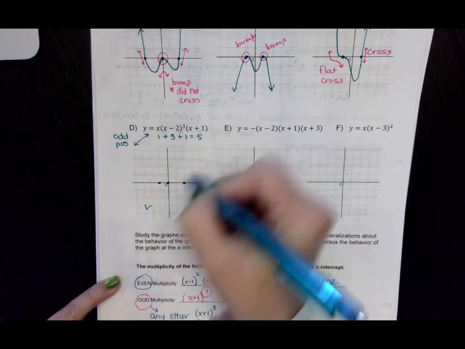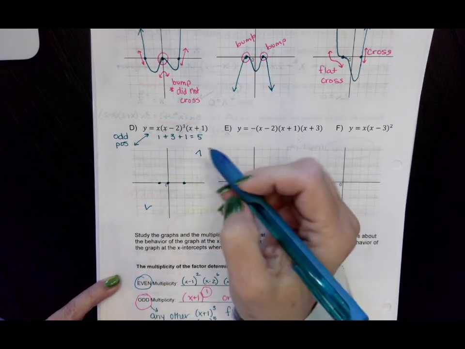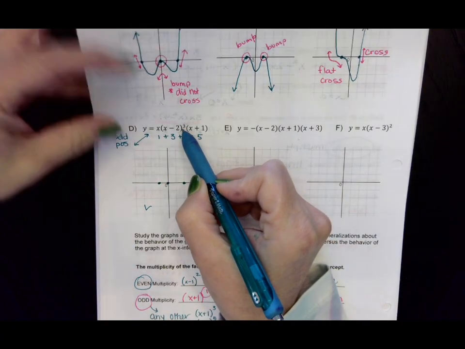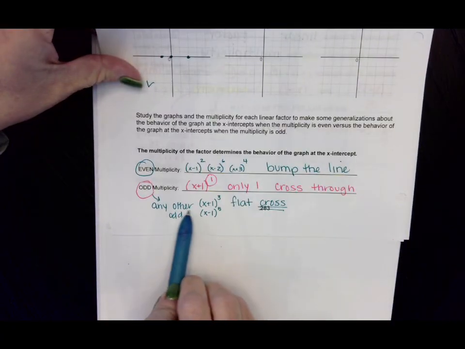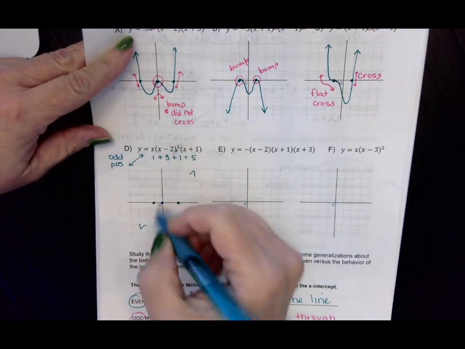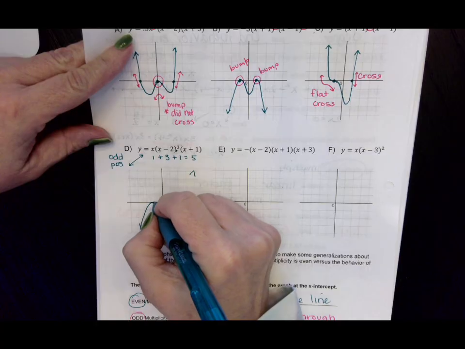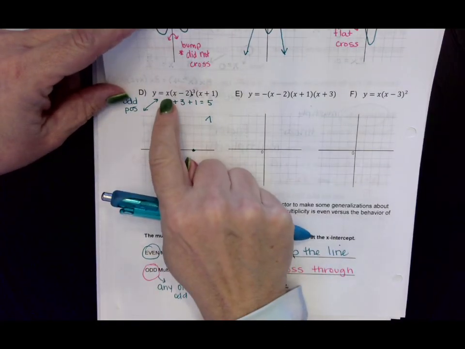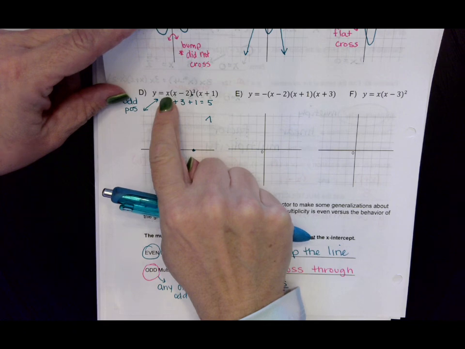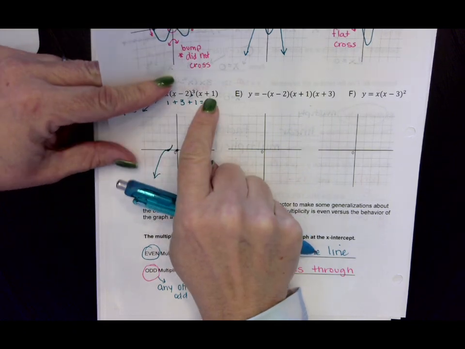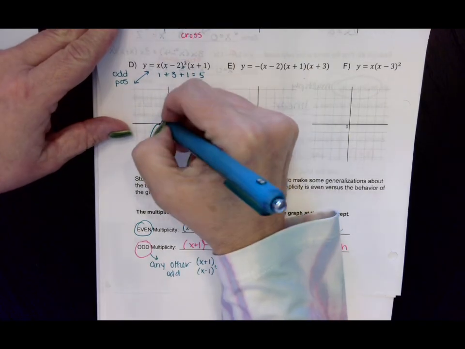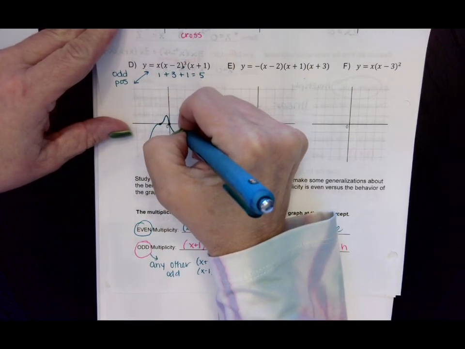So I'm going to start here. I'm going to end here. So at -2, this is odd. If we go back out down here, if I have an odd, I do a flat cross. So when I get to -2, I'm going to go here and I'm going to do this kind of flat cross thing. Okay? Now, my other ones, this is a multiplicity of 1, and this is a multiplicity of 1. So if I look at this, when it's a multiplicity of 1, I'm just going to cross right through. So what happens is I cross through this point, and I cross through this point.